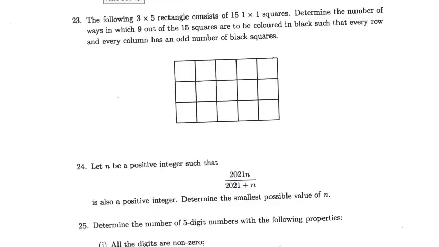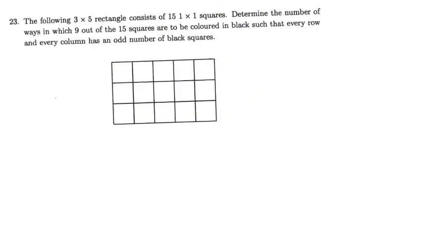SMO 2021 senior section first round problem number 23. The following 3 by 5 rectangle consists of 15 1 by 1 squares. Determine the number of ways in which 9 out of the 15 squares are to be colored black such that every row and every column has an odd number of black squares.